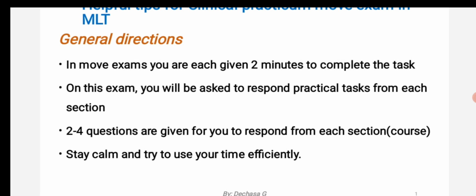What we have to do, how we can manage our time, and what kind of questions are usually presented on move exams, we will see in detail.